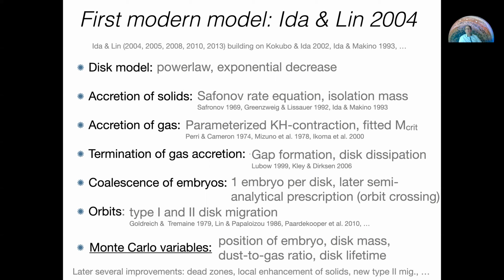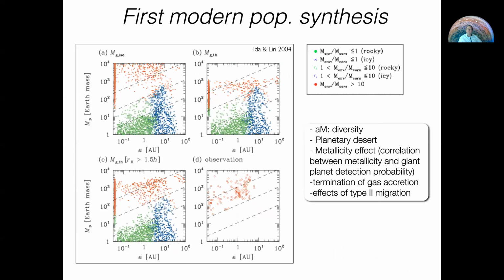So at the beginning, they assumed only one embryo per disk. This was a typical approach in initial population synthesis models and still being used in some models. And later on, they switched then to a semi-analytical prescription for the n-body interaction. So it's based on fits to orbital crossing timescales, and they included type 1 and type 2 migration. And the Monte Carlo variables were still similar: the positions of the embryo, the disk mass, the dust to gas ratio, and the disk lifetime. And later on, they added several improvements like dead zones, local enhancements of the solids, or new type 2 migration descriptions. And this is what they find.